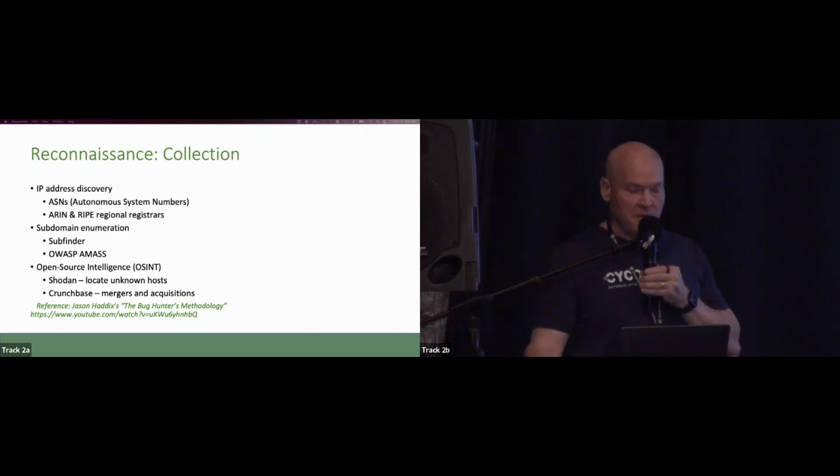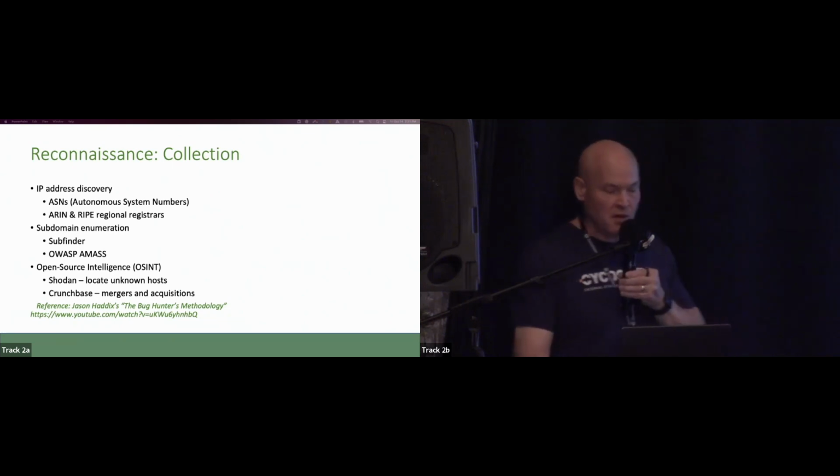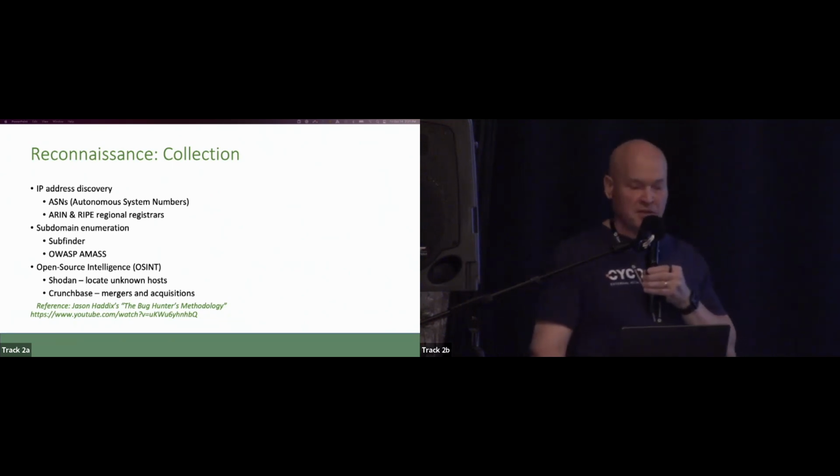So open source intelligence resources out there, you can use Shodan to locate unknown hosts, and then Crunchbase for your mergers and acquisitions. One thing companies are dealing with, especially some of these big banks, is that they're constantly acquiring or selling off companies, and sometimes they don't know what assets they have. They may acquire a bank that may not know all the assets they have. So for mergers and acquisition information, if you're going to acquire a company, this is important to know because you may be inheriting a lot of risk. So these are some of the resources out there.